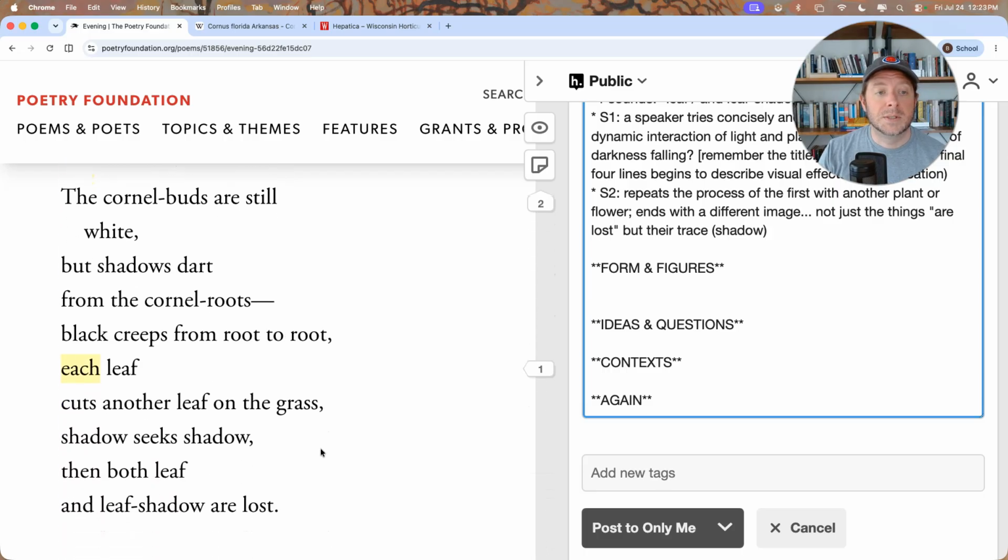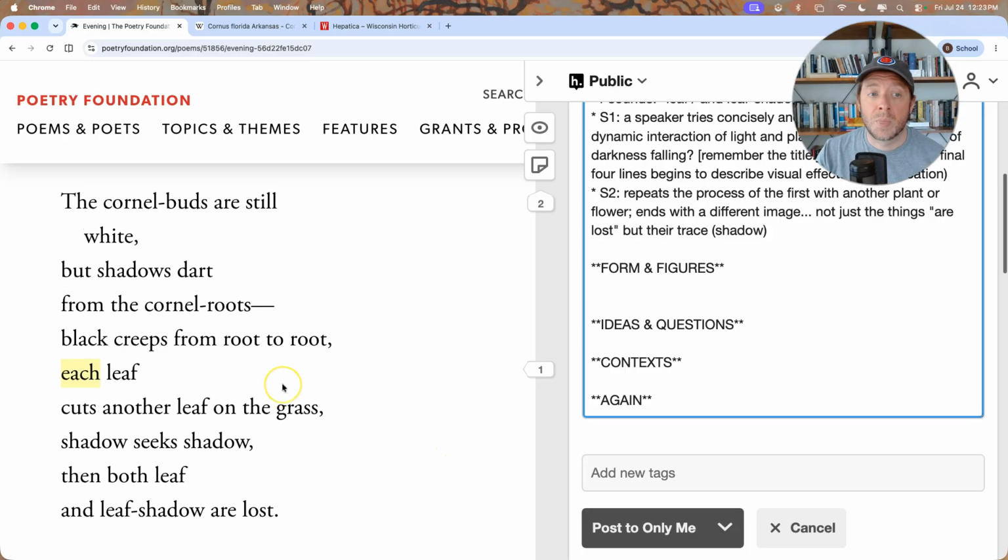The cornel buds are still white, but shadows dart from the cornel roots. Black creeps from root to root. Each leaf cuts another leaf on the grass. Shadow seeks shadow, then both leaf and leaf shadow are lost.